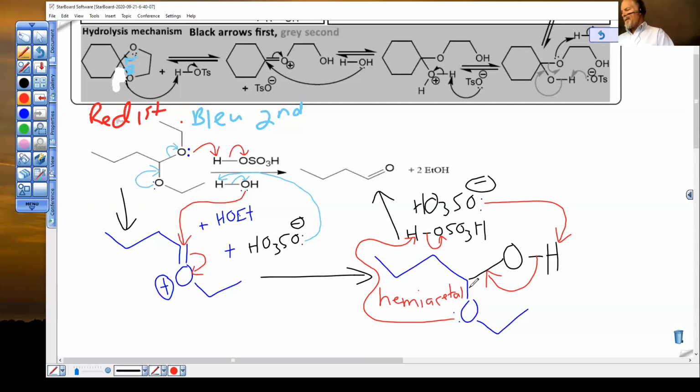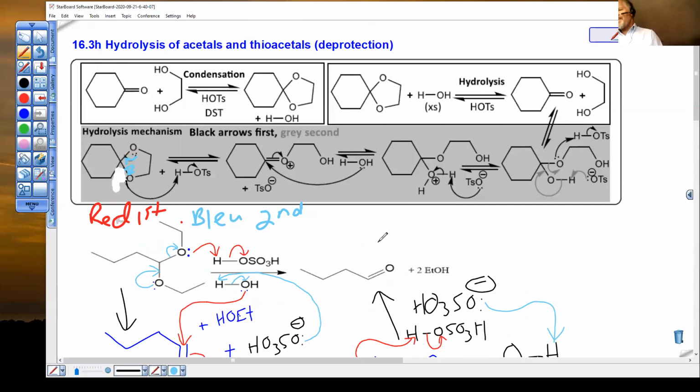Oh, I'm not allowed to use red. I'm supposed to use a separate color to acknowledge that this is a second step. It's okay. Give me an opportunity to show the arrows again. Elimination. Grab H, make pi, leaving group leaves. And there you have the deprotection of the acetal to make the carbonyl compound again. And we need to know that mechanism for our exam, all of our exams.